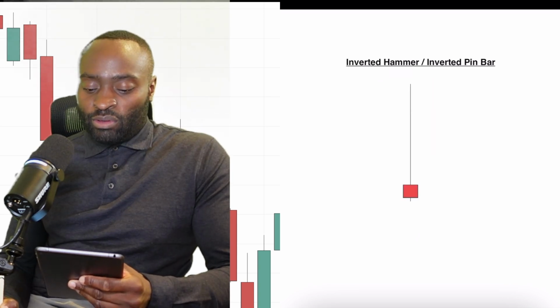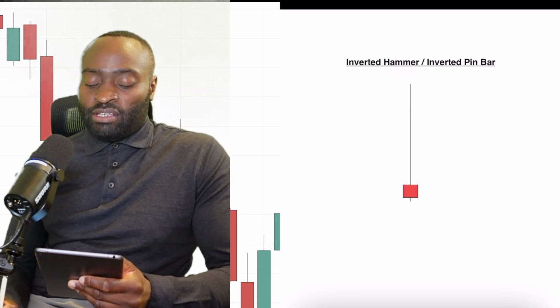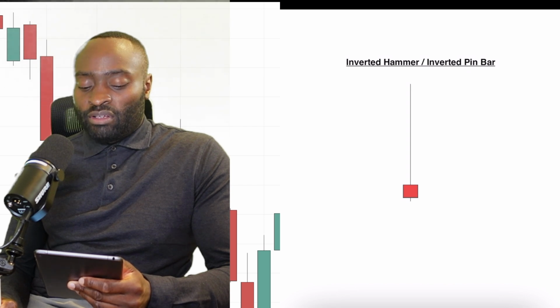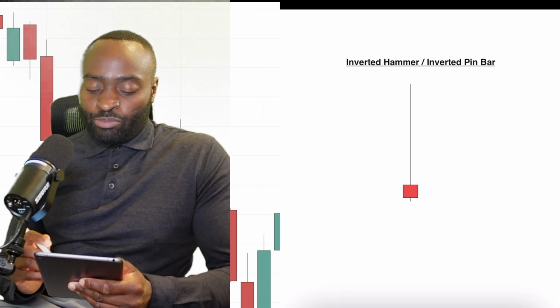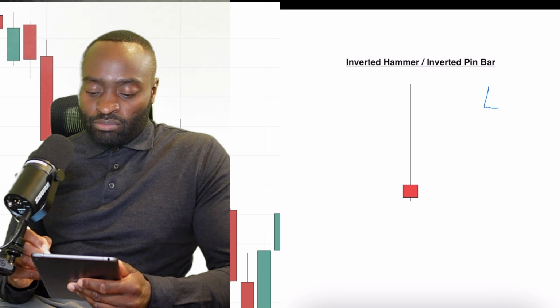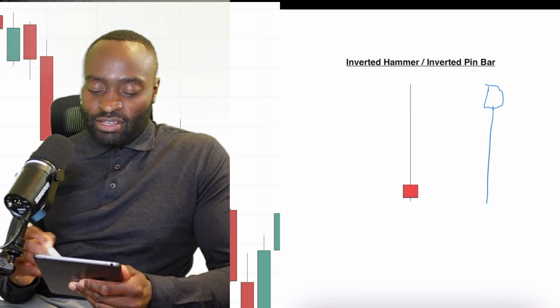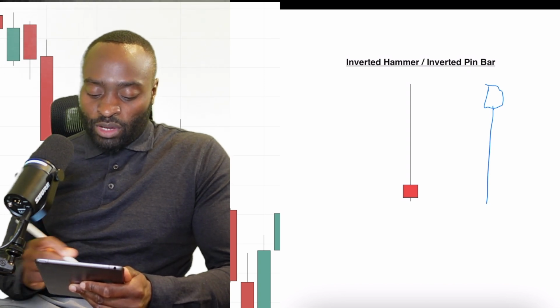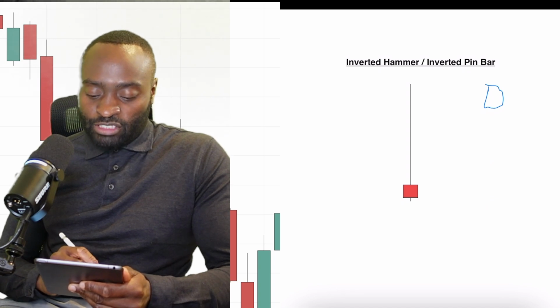The inverted hammer or inverted pin bar. It's basically exactly the same as the previous hammer, but it's upside down. So whereas previously the hammer was shaped like this, this time it's the opposite way around, which is why it's called an inverted hammer or inverted pin bar.